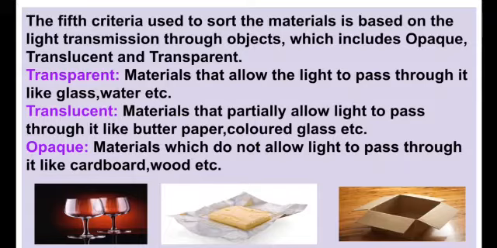So in transparent objects we can see the things clearly, in translucent objects we can see a blurred image, and in opaque we cannot see the image. Okay, so this is all about the three categories of material based on their light transmission.